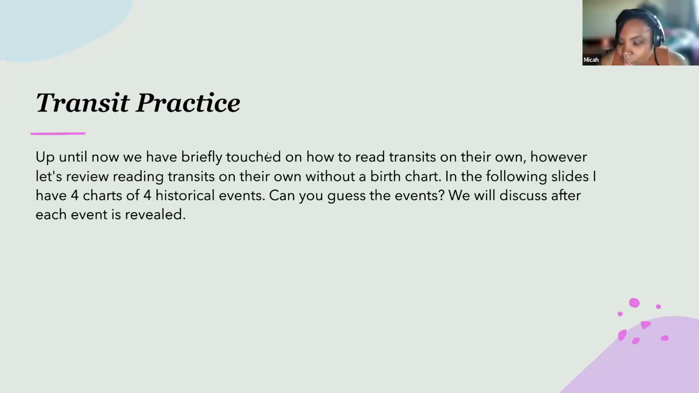So we're probably not going to do transit practice today, but I am going to go through a demo of what we will go over next time. And then we'll go over homework based on the demo.